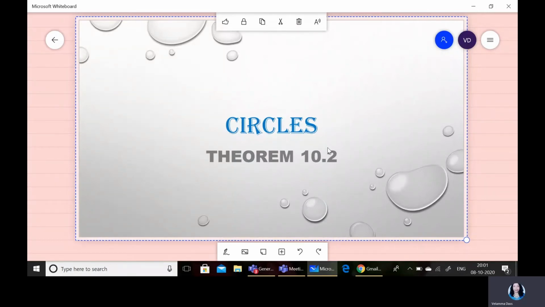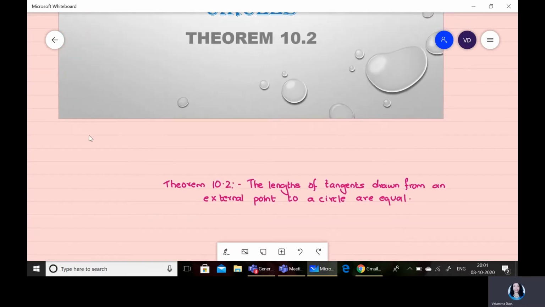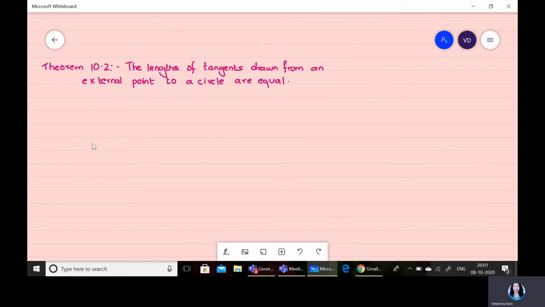Hello students, we are going to start with the next theorem, that is theorem 10.2 of standard 10 circles. To start with this particular theorem, we have done already the first theorem. Now this second theorem is very important and very simple. As a quick recap, the first theorem deals with the tangent is always perpendicular to the radius.